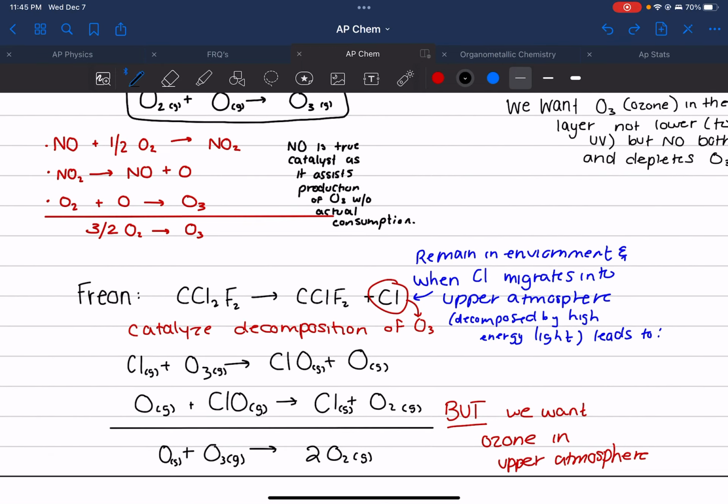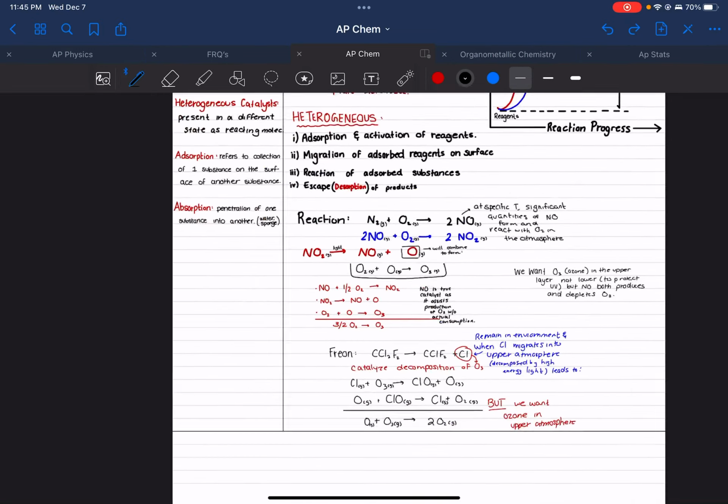The Freon example, I did a video on that. I went way more into depth if you want to look into that.